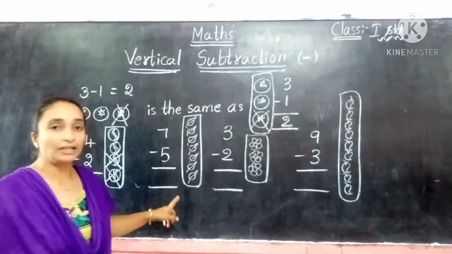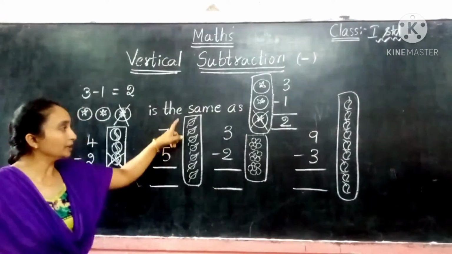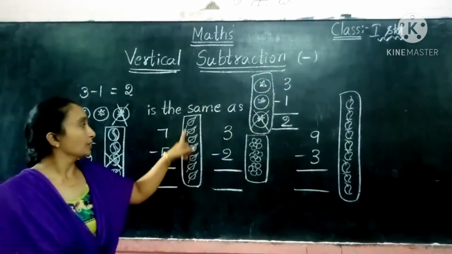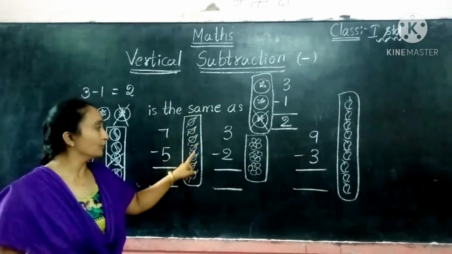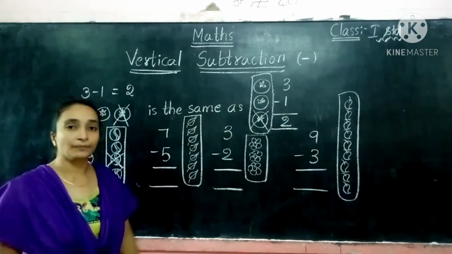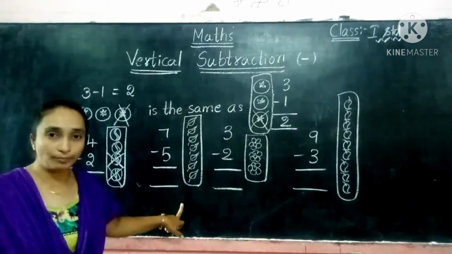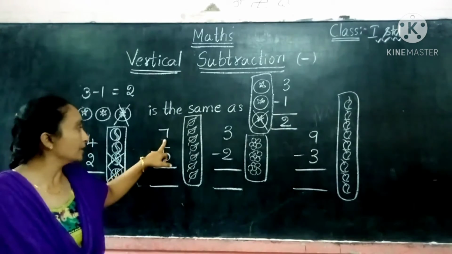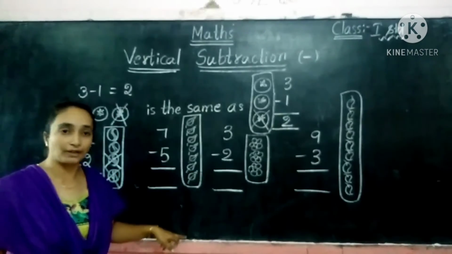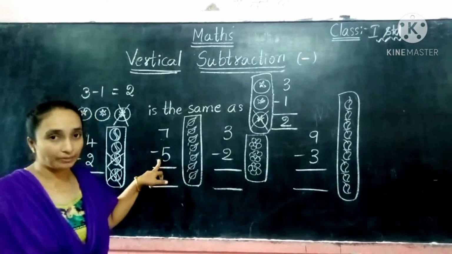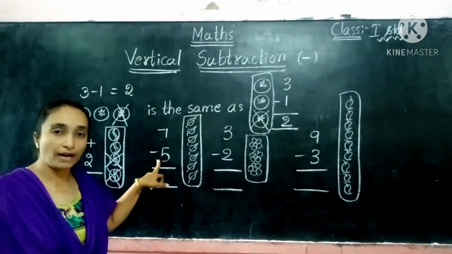Here is a leaf picture. How many leaves are there in the box? 1, 2, 3, 4, 5, 6, 7. So here the number is 7. The picture also shows the same number. Minus 5. That means 5 leaves we have to take out.